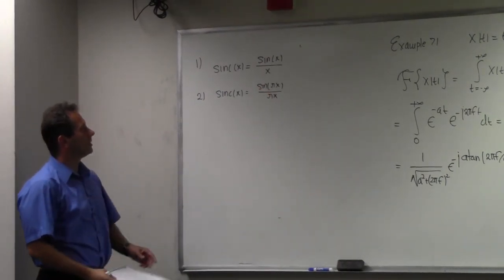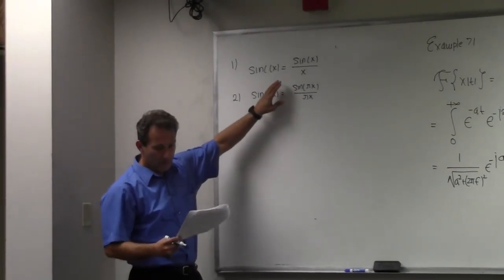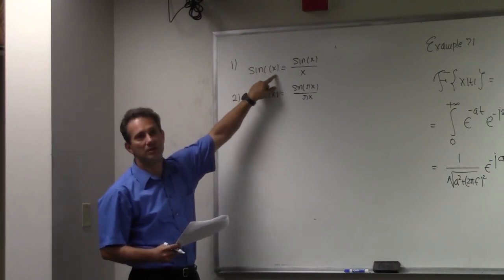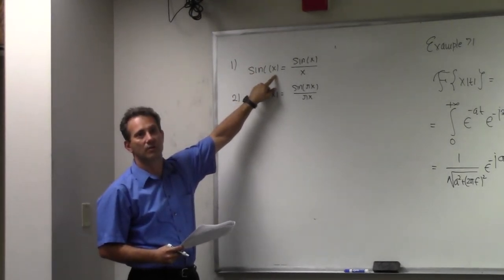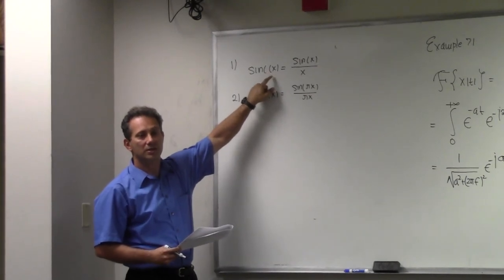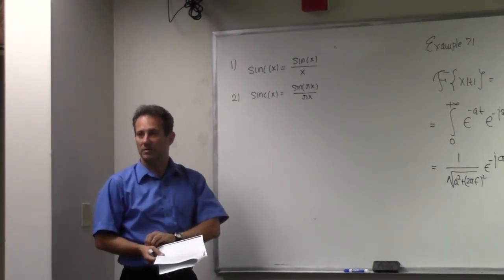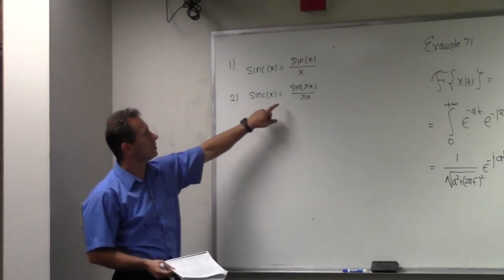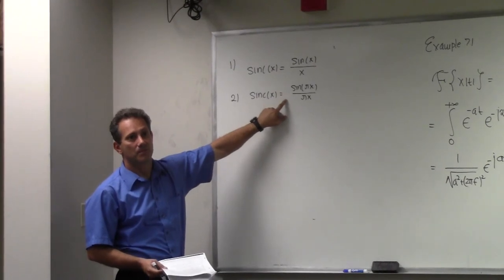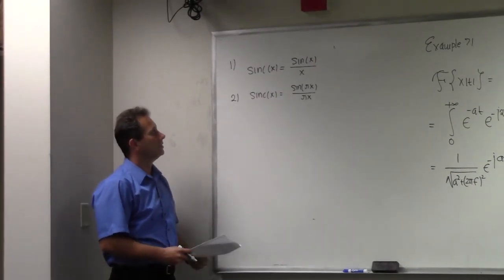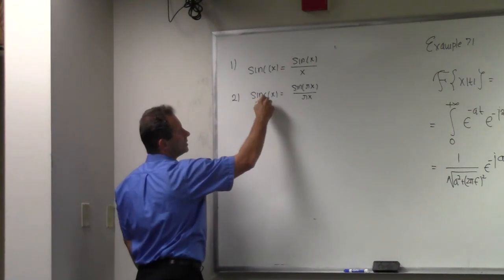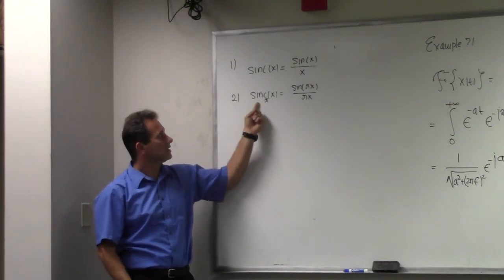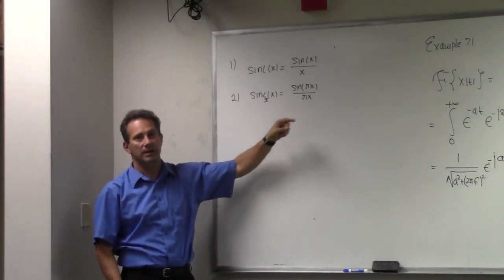So both of them are found in the literature. Your book, I believe, uses this as a definition of sinc, as sine x over x. The majority of communications books, like for example Proakis's book and those books that we teach communications from, use this definition. To make the distinction, at least for this course, I'm going to call this one sinc pi of x, to indicate that this sinc pi of x is sine pi x over pi x.